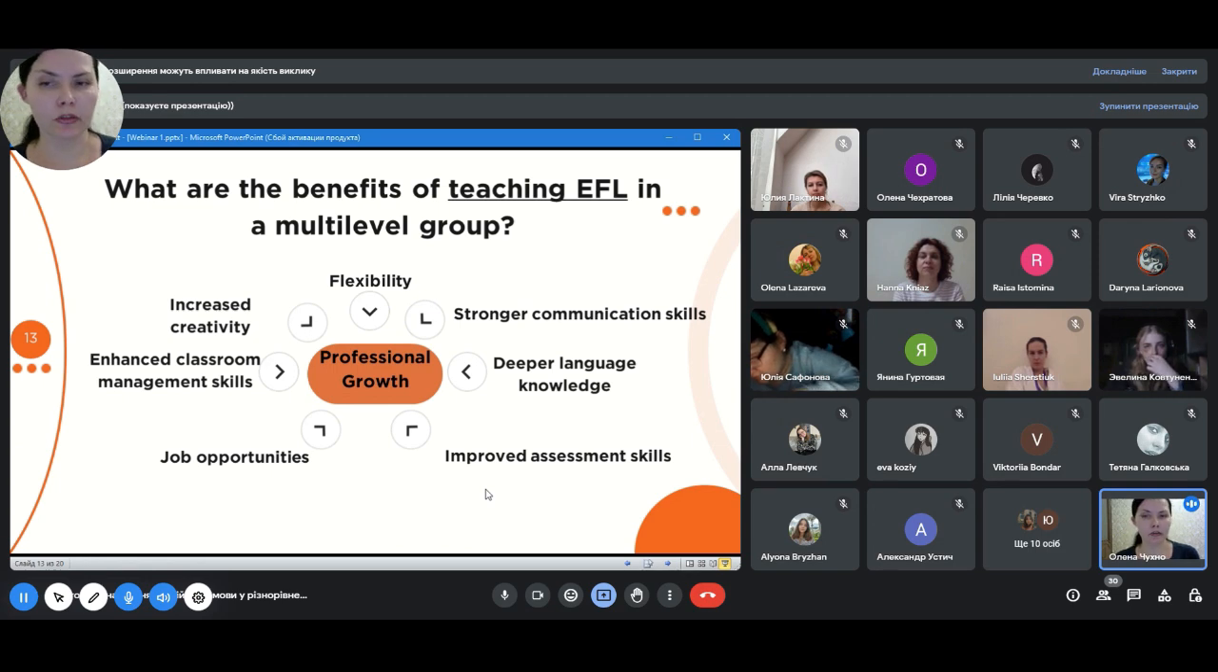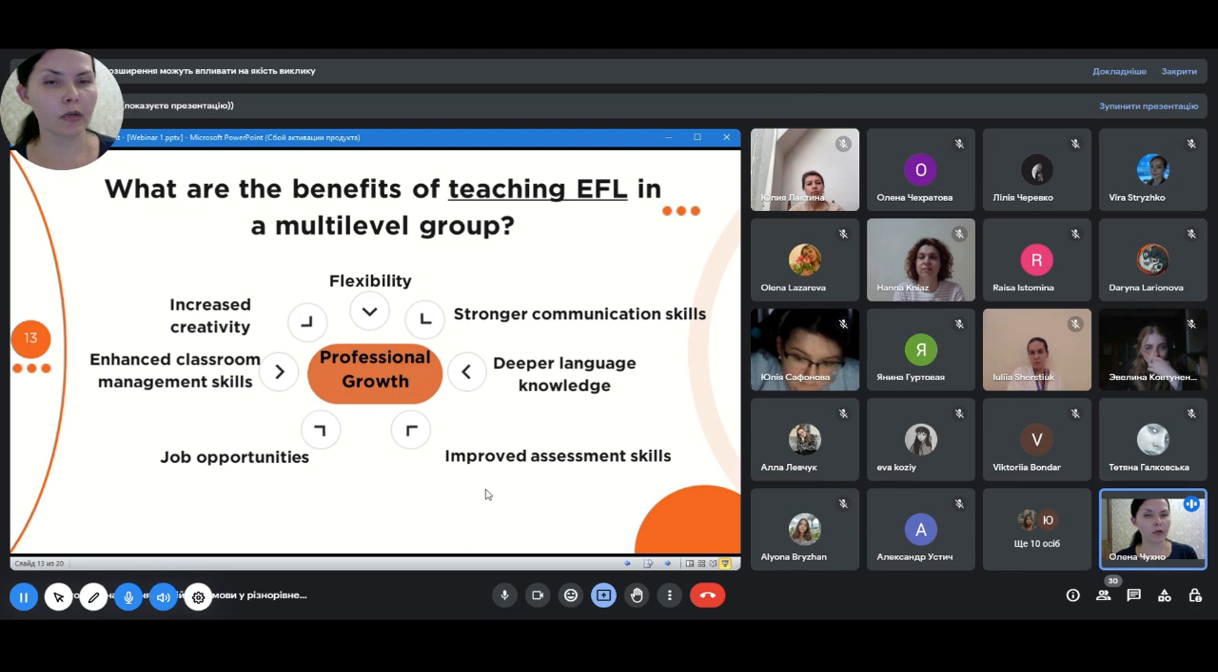Teaching in multi-level group of learners enhances our classroom management skills. So we need to manage struggling students. We need to manage our work with more advanced students simultaneously. We need to manage disruptive behavior in our classes. What else? So we develop our communication skills because we need to adapt our speech to lower level students. So we use so-called teacher talk.